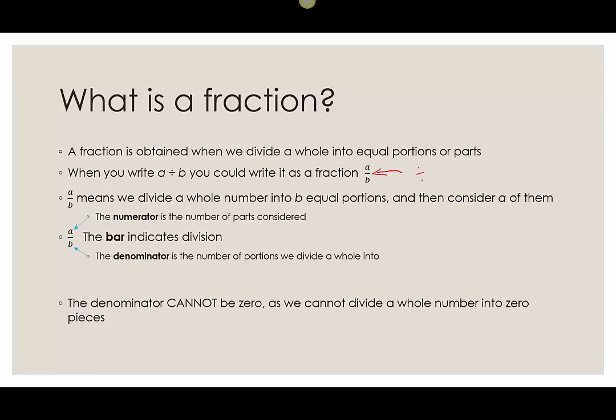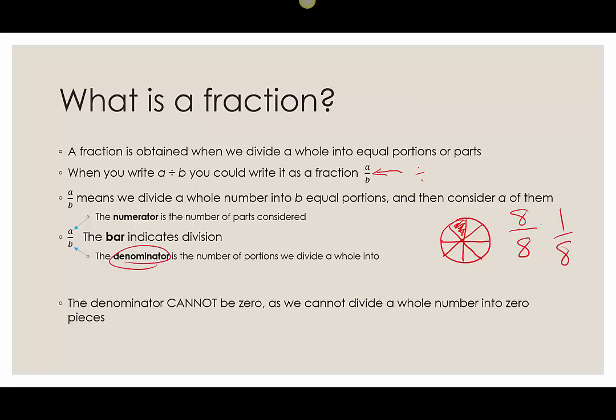This number here is your numerator, the number of parts being considered, the bar is your division again, and the denominator is the number of portions we divide the whole into. Okay, so again, remember if you have a whole pizza and we divide it into 8 pieces, one whole pizza is 8 over 8, so 8 pieces of 8 as your whole, which equals 1. If we just shade one of those, then we've got 1/8, right?